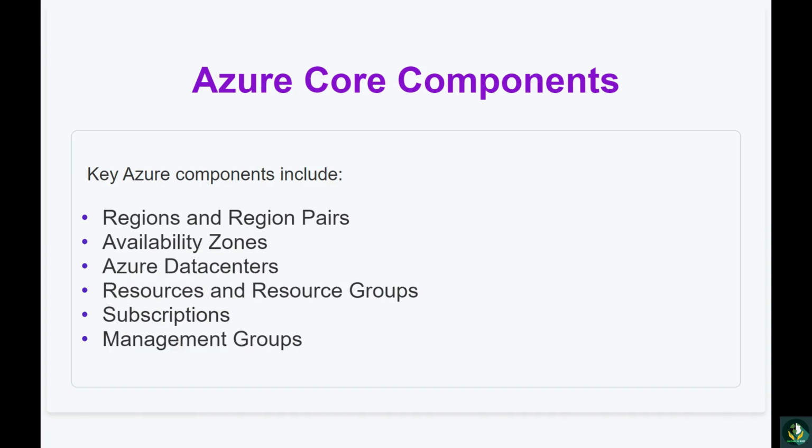Availability zones are physically separate locations within an Azure region, each equipped with independent power, cooling, and networking. By distributing your applications and data across availability zones, you significantly enhance their resilience against potential failures or disasters.